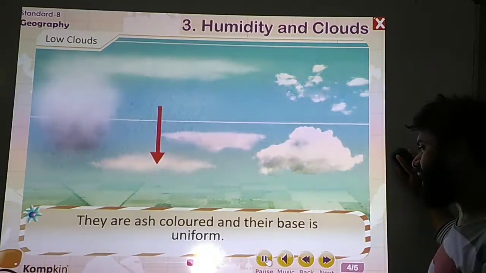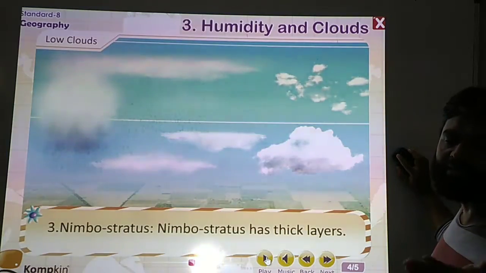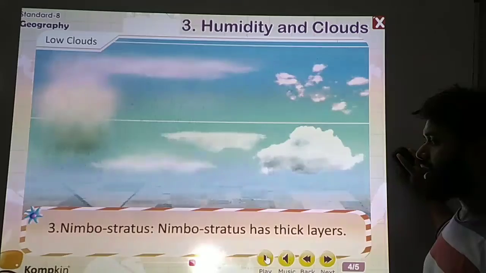They are ash colored and their base is uniform. Means they cover the sun. They bring you shadow also.